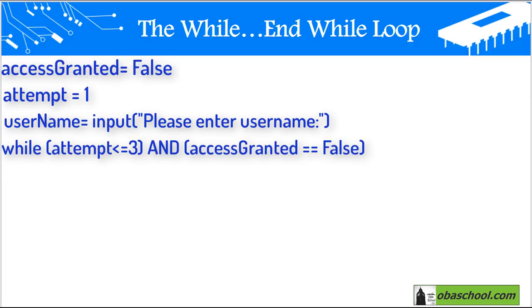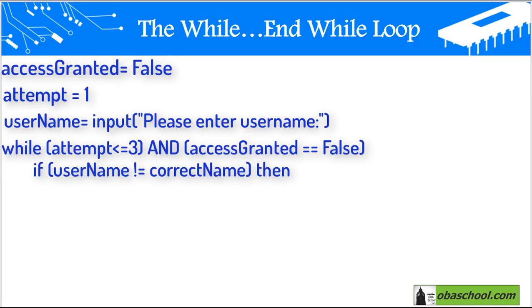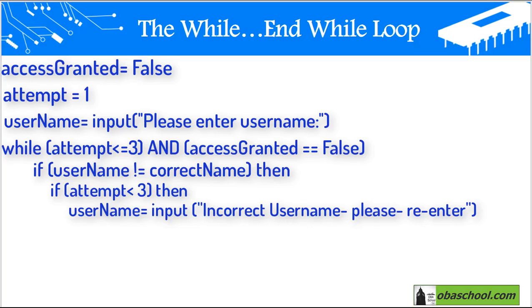So now we are going to assume that the two conditions are true, so we will enter the while loop. We have an if condition. If username is not equal to the correct name, then we will put another if condition. If attempt is less than 3, then we're going to put in variable username an input message to the user which is incorrect username, please re-enter.